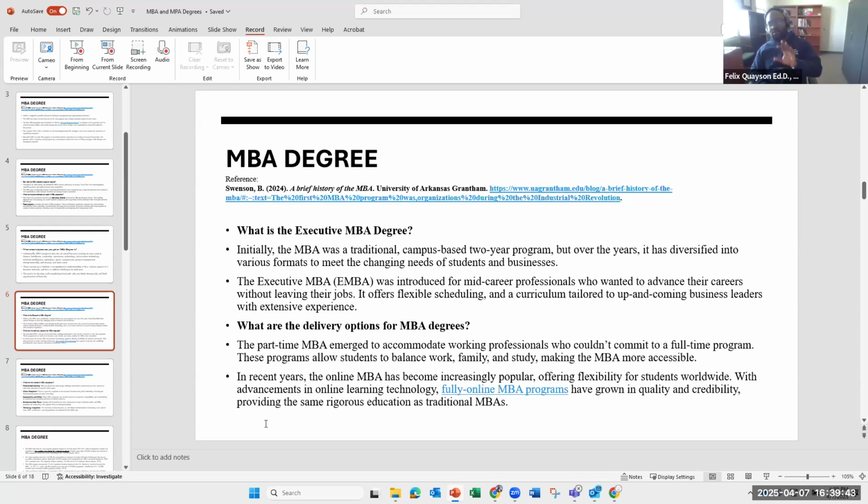So in recent years, the online MBA has become popular, okay, because it offers flexibility for students worldwide. With advancements in online learning technologies, such as educational technologies or learning management systems, the fully online MBA programs have grown in quality and credibility, okay, which provides the same rigorous education as the traditional MBAs.